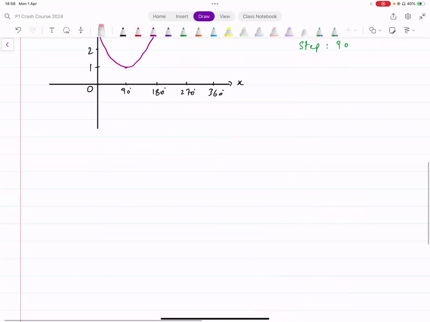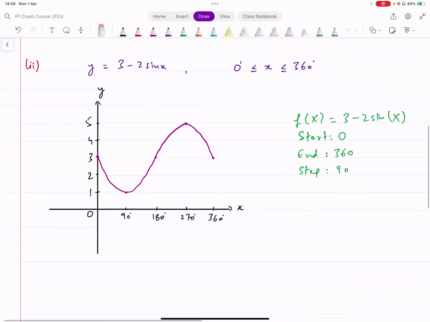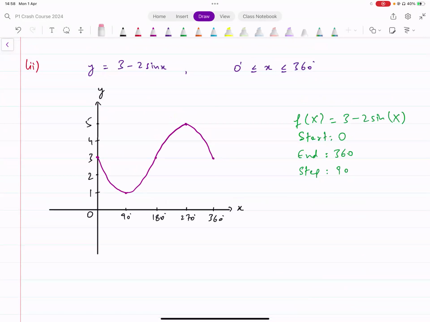So you have to remember the shape of the graph and then just plot your values from your calculator. You get a table from your calculator, plot those points and sketch that graph like that. Okay. So that's what you can do. So we've got the graph and that's it. That's the second part.